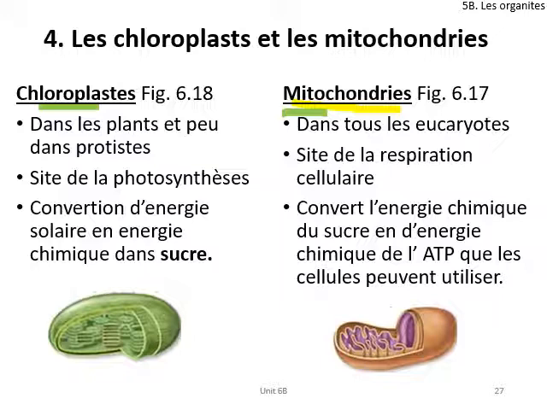Chloroplasts are the site of photosynthesis. They convert solar energy into the chemical energy found in sugar, as you will learn in the lecture about photosynthesis. Mitochondria, however, function in cellular respiration. They convert the chemical energy in sugar into energy that our cells can use.